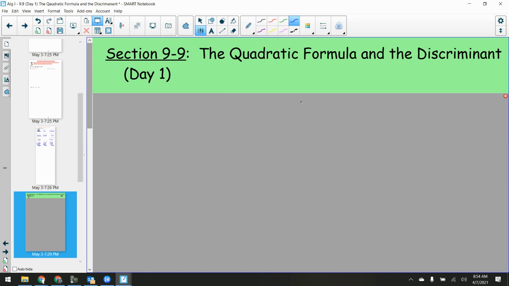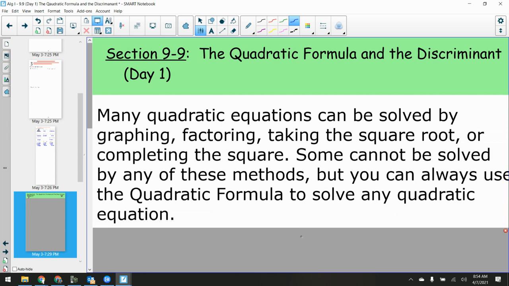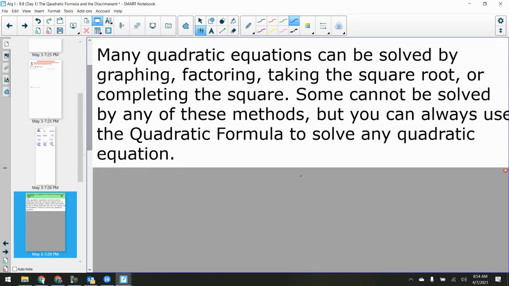Here's what I will say to you. Every time you do this type of problem on your homework tonight, I would write out the quadratic formula. Every single time. You want to know why? Because that's the way you memorize it. That's the way your brain remembers things. Repetition. The more you do something, the better you will remember it. So let's talk about the quadratic formula. Many quadratic equations can be solved easily by graphing, factoring, square roots, completing the square.